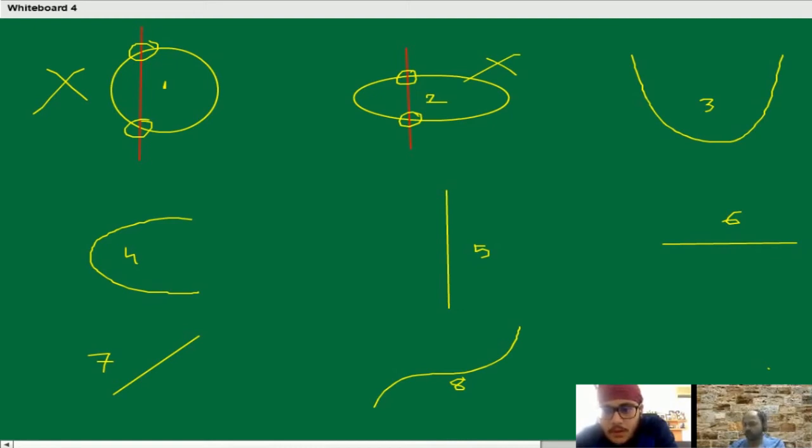What about the third one? Yes, sir. The third one is a function, sir. It is because there's only one line intersecting. So it doesn't matter how we draw, it won't intersect at more than one point. So definitely one point. What about the fourth one?